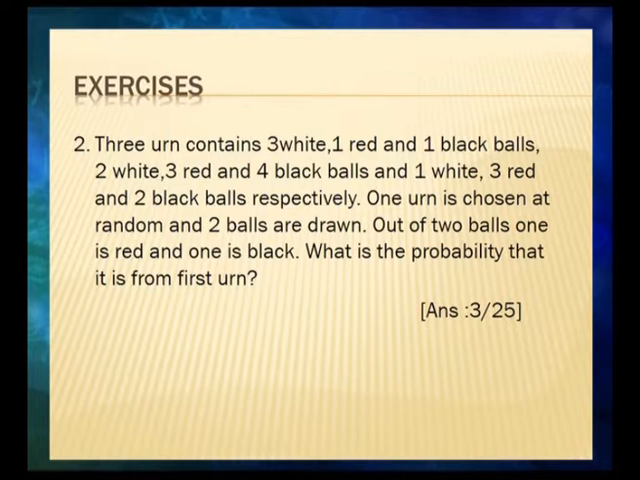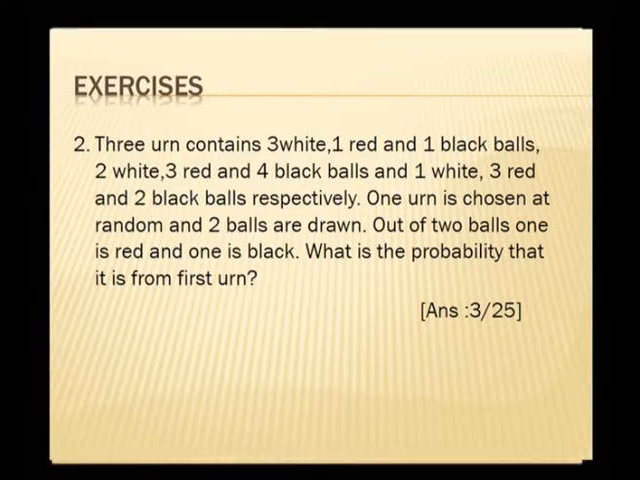And in the second problem, there are 3 urns containing: first one 3 white, 1 red, 1 black ball; second one 2 white, 3 red and 4 black balls; and third one 1 white, 3 red and 2 black balls. One urn is chosen at random and 2 balls are drawn. Of the 2 balls drawn, one is red and the other one is black. What is the probability that it is from the first one? So, this is also based on the Bayes probability. So, your solution is 3 by 25.